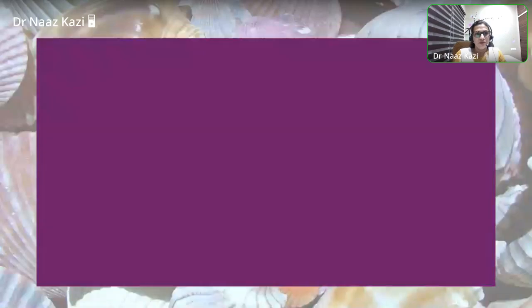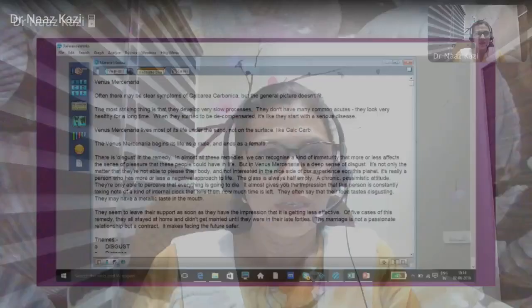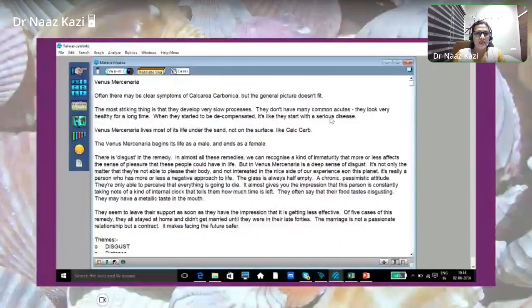So I went to Dr. Massimo's Sea Creatures in the reference works, and here, as we both said Calcarea carb, the doctor earlier she said Calcarea carb, right? So often there may be clear symptoms of Calcarea carb, but the general picture doesn't fit. The most striking thing is that they develop very slow processes. They don't have many common acutes. They look very healthy for a long time, but when they start to decompensate, they start to get serious disease. Serious disease like this case, having autoimmune condition, right?